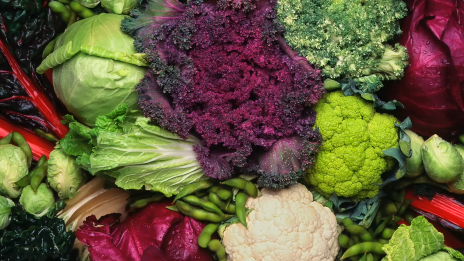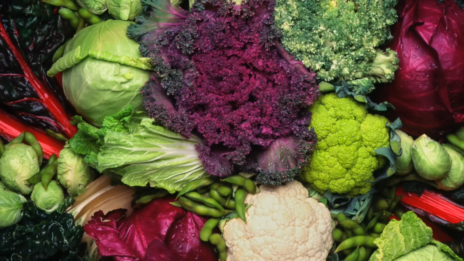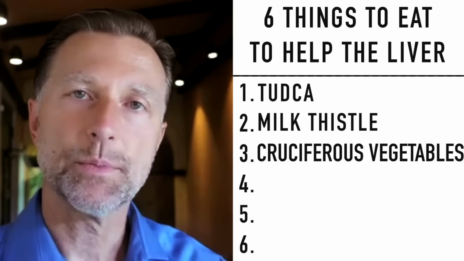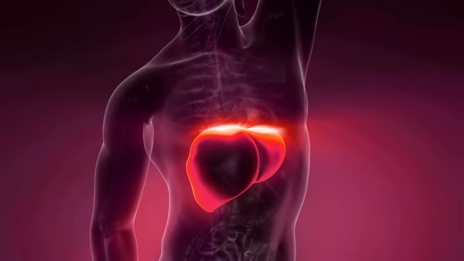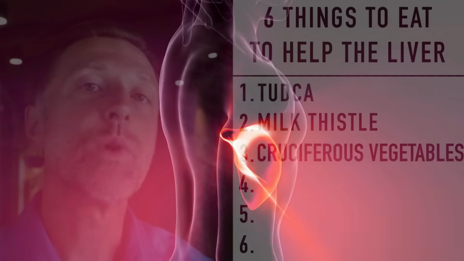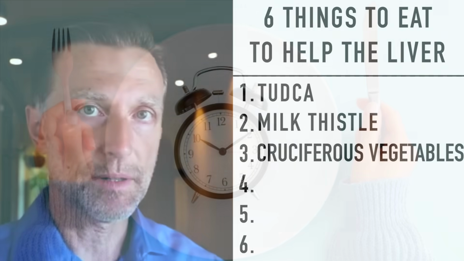And number three, you can start consuming more cruciferous vegetables: the kale, the broccoli, the Brussels sprouts, the cabbage. Those vegetables are high in sulfur, which is really important in the detoxification process of the liver, as well as the detoxification of excess amounts of estrogen that build up in the liver.